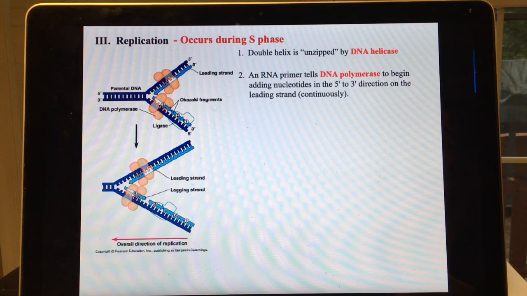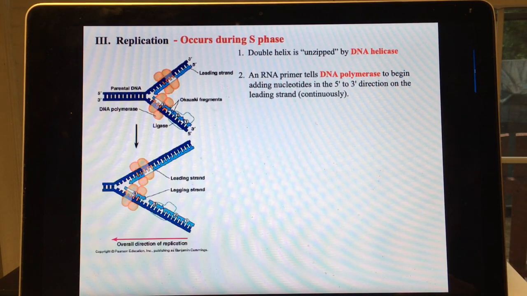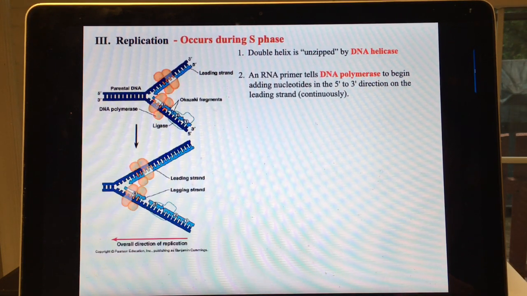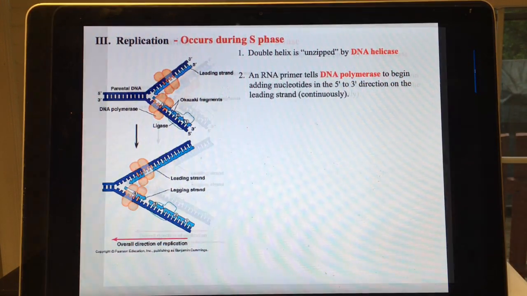Next, an RNA primer tells a new enzyme, DNA polymerase, to begin adding nucleotides. And they can only do it in the 5' to 3' direction on the leading strand. And they build it continuously. Now, just remember when you're thinking about what DNA polymerase does, it builds a polymer of DNA, and then it has the ase ending.